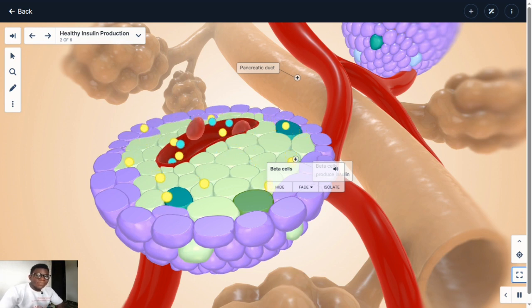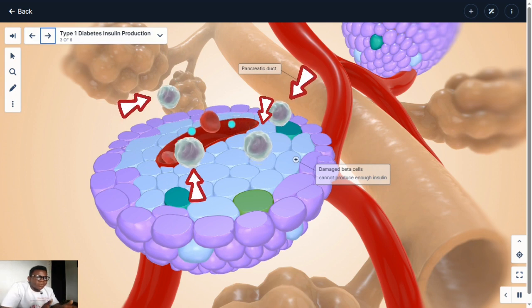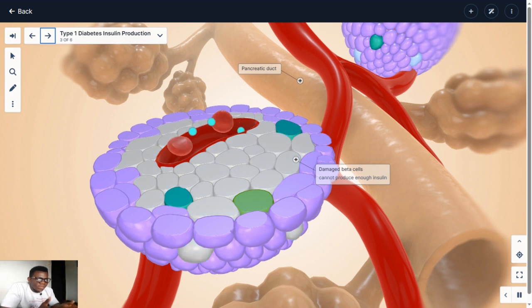Now, this is the process that occurs in the pancreas of a normal person, that is someone without type 1 diabetes. Now let's see how this process is altered in the pancreas of someone with type 1 diabetes. Here we can see what I'll call immune attackers. You can see them going into the beta cells to cause damage.